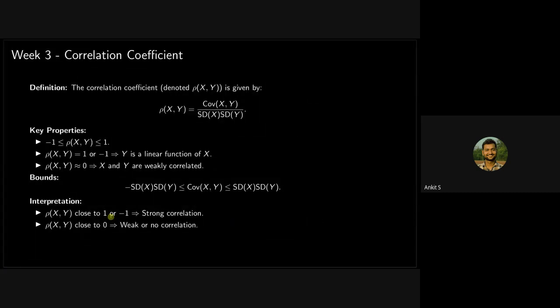Okay, then we have the correlation coefficient. I think you already know this. The correlation coefficient is just the covariance of x comma y divided by the standard deviation of x times the standard deviation of y. Its value ranges between -1 and 1. If its value is 1, it means they are strongly positively correlated, meaning if one increases, the other also increases very fast. Similarly, if it is -1, then if one increases, the second one decreases very fast. So that is a strong correlation, and if its value is close to 0, then it means they have weak correlation or no correlation.